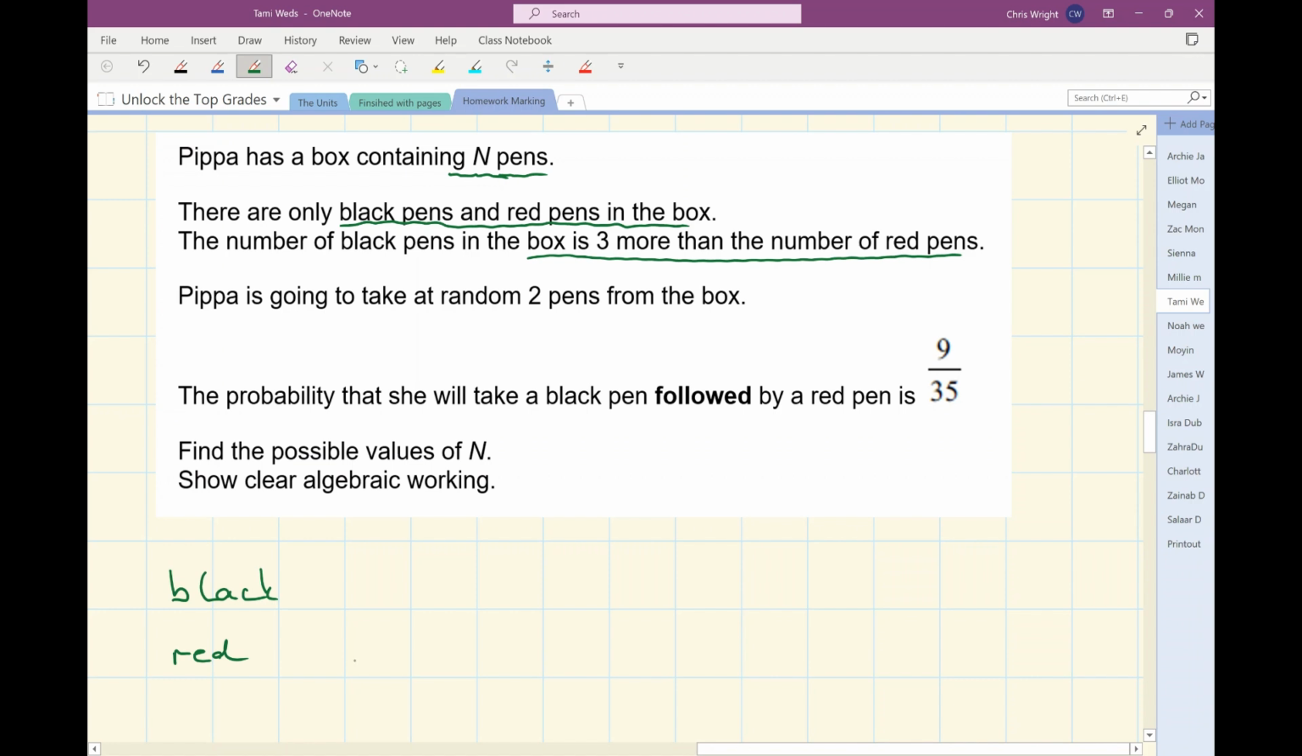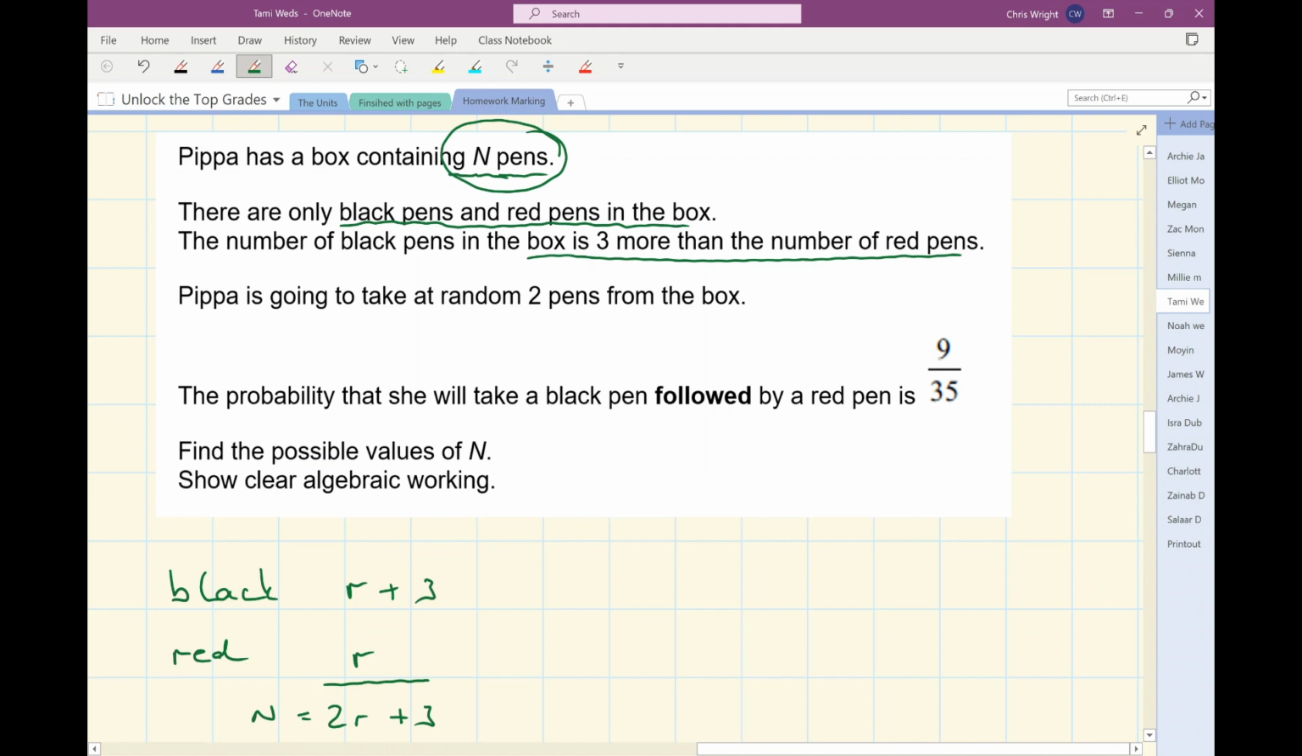So let's call the number of red R. So the number of black is R plus 3. And while I'm at it, then the total number of pens in the box is 2R plus 3. Okay, so that's N, right? The total number, because it says here, Pippa has a box containing N pens.